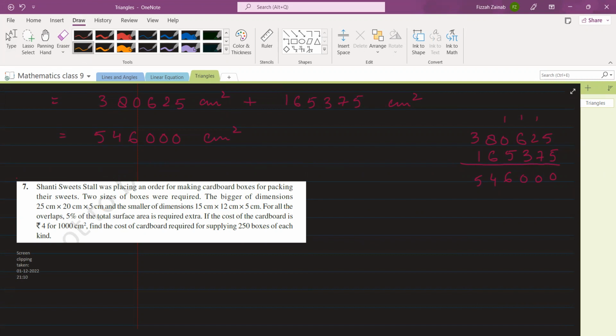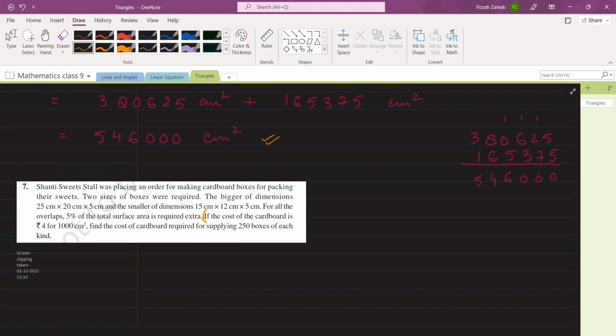See, at least this much we have done. Okay, now come to the cost part. If the cost of the cardboard is rupees 4 for 1000 centimeters square, then you have to find the total cost for this much area which we have calculated, for 250 boxes of each kind. So here for 1000 centimeters square it is rupees 4. Understand?